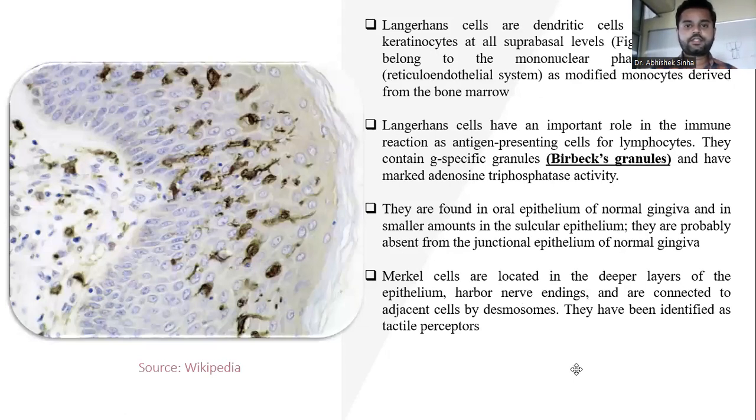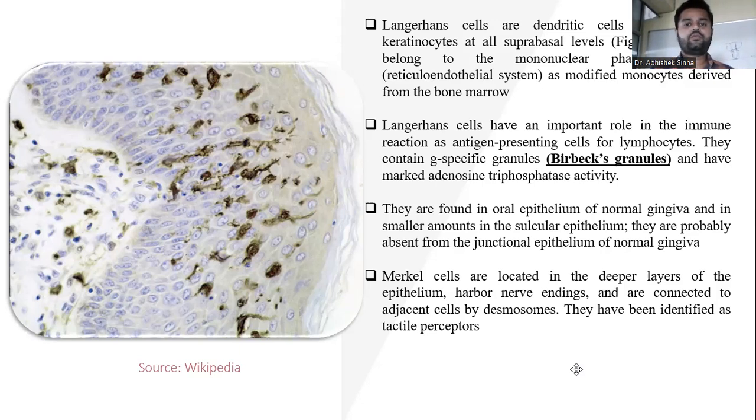Langerhans cells are also dendritic cells. Just like melanocytes, they are dendritic cells located among keratinocytes at all suprabasal levels. Langerhans cells have a very important role in immune reaction as antigen presenting cells for lymphocytes. You must have come across this term in your physiology textbook, antigen presenting cells. They contain specific granules, also known as Birbeck's granules, and have marked adenosine triphosphatase activity. They are found in oral epithelium of the normal gingiva and in smaller amounts in the sulcular epithelium. They are probably absent from the junctional epithelium of normal gingiva.